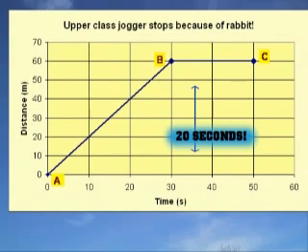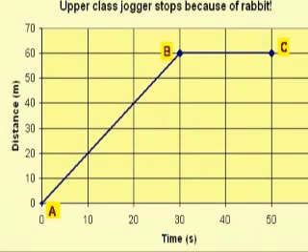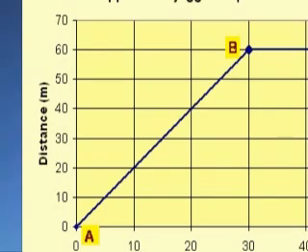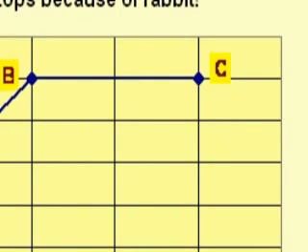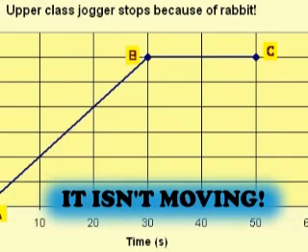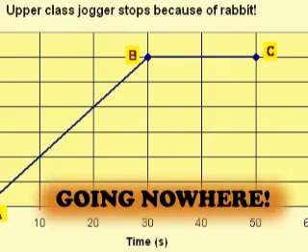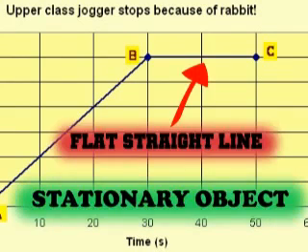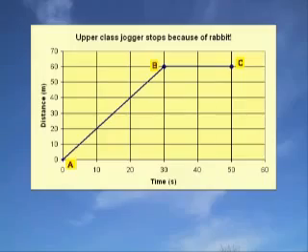This is easily shown on a distance time graph. The distance hadn't changed, it was still 60 meters, so we simply plotted point C. And look, it's a flat, straight line. It's horizontal. The object is stationary. It's not moving. He's going nowhere. On a distance time graph, we have a flat, straight line. Got it? Brilliant. Then suddenly, all of a sudden, he started to move again.